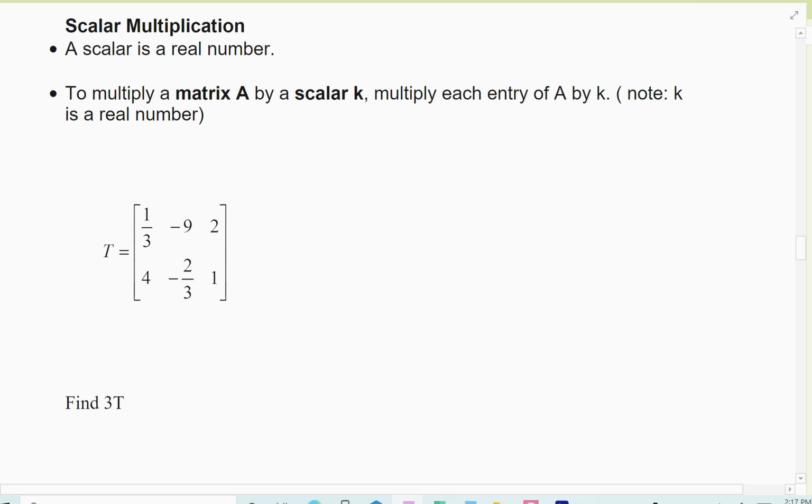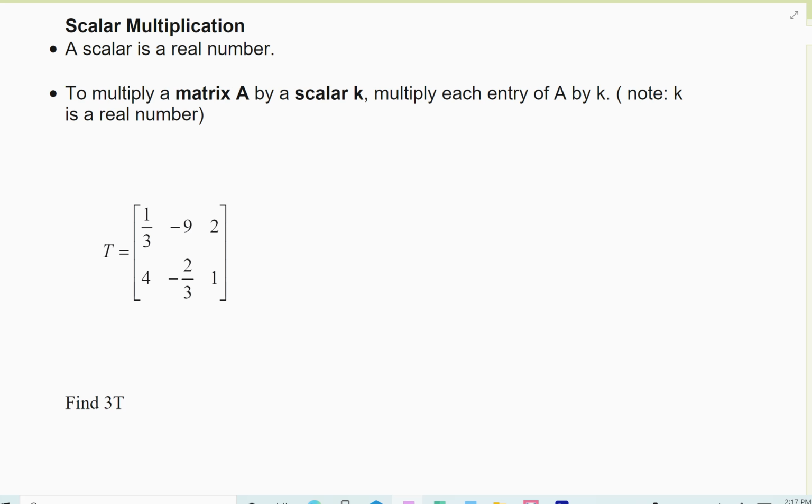All right, scalar multiplication. Scalar is just a fancy mathematical term for a real number value. That's all scalar means. So scalar just means I'm going to multiply by a real number value. What's different here than what we did in chapter 3 is I'm multiplying the entire matrix. In chapter 3 we just multiplied rows because rows represented equations.